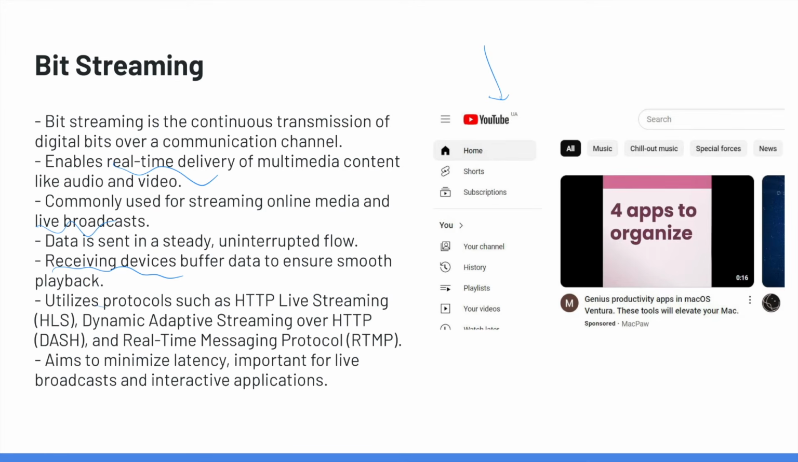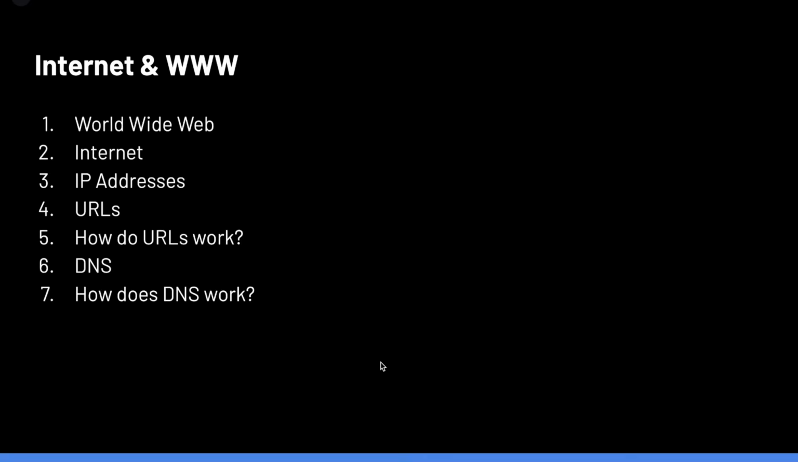You don't really need to know these, but we do use specific protocols, for example, HTTP Live Streaming, to enable this. And the idea is we want to minimize latency. So we want an uninterrupted flow of information, so that, for example, we can watch a video at the speed that it was intended, and it's not stopping, or skipping ahead, or doing anything weird. And that essentially is bit streaming.